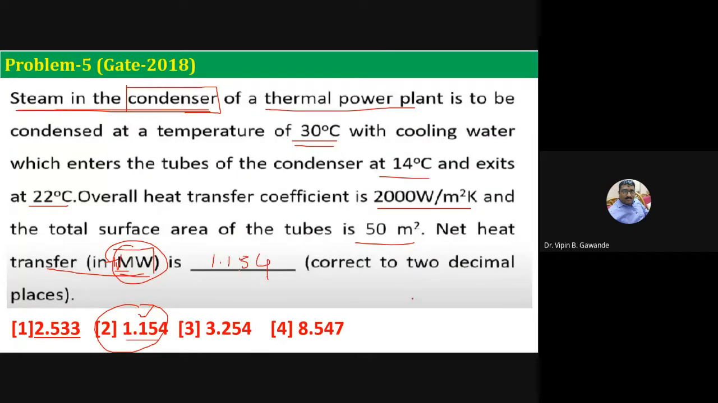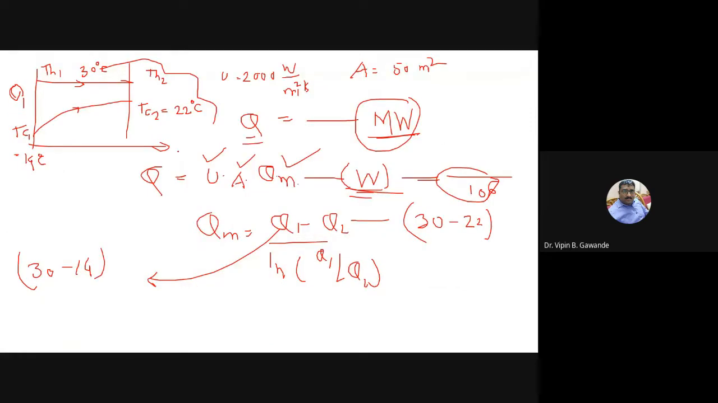This is a fill in the blanks type question, so the answer will come out to be 1.154. Corrected to two decimal places, this is 1.15. This is the answer. See, maximum questions are on the condenser, not on the evaporator. Though the question may be on the evaporator, it is again simple.